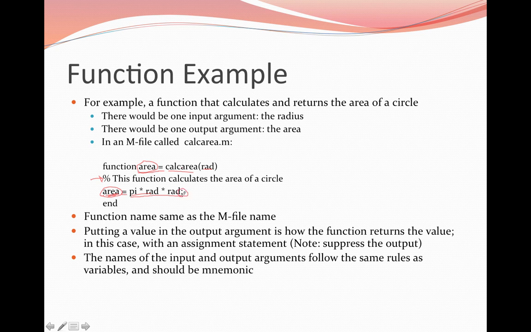Notice that we suppress the output from this, so we don't see the value that's being stored in the output argument area while the function is executing. Instead, the function just returns the value. So the names for my input and output arguments follow the same rules as for variable names. So they should be somewhat mnemonic. So I called it RAD for radius, and I called my output argument area.